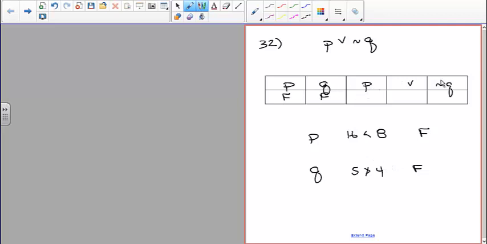Then you fill in the truth values for the P and the not Q, and then you use the OR comparator to find out the final answer. So here, if P is false, then P is false still. If Q is false, then not Q is true. And then we have the OR statement. An OR statement is false only if they're both false. So this is false, this is true. So using the truth tables for an OR operation, this is going to end up being true. So that's your final answer, is true.